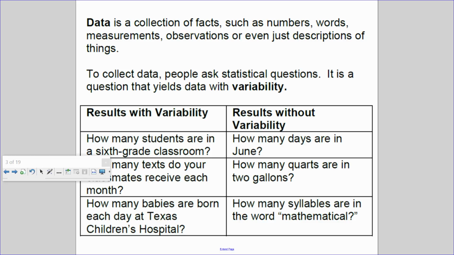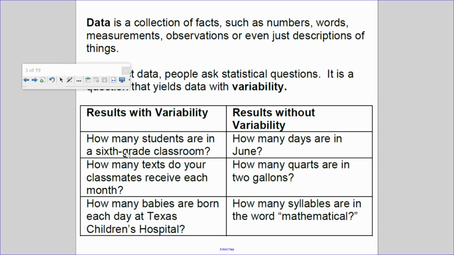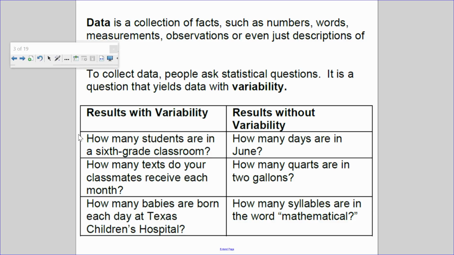So before we do that, to collect data, people ask statistical questions. It is a question that yields data with variability. If it has results with variability, like how many students are in a 6th grade classroom, in one classroom they may have 20, in another classroom may have 10, in another may have 32, in another may have 37. How many texts do your classmates receive each month? Some people receive 1,000, some people receive 0, some people receive 2,000, 3,000.